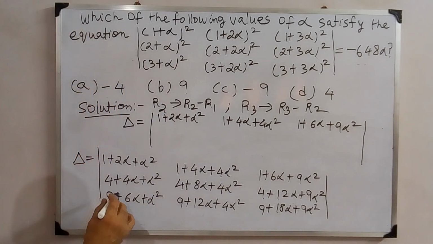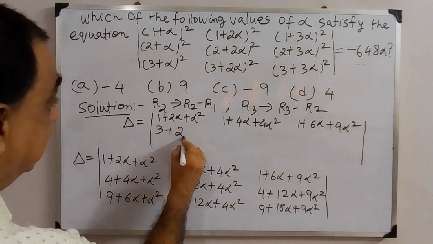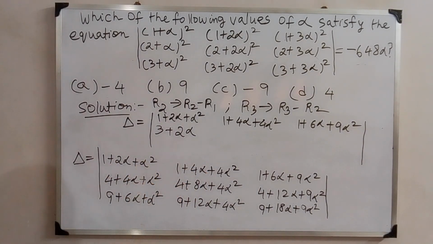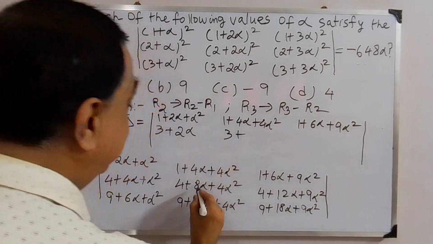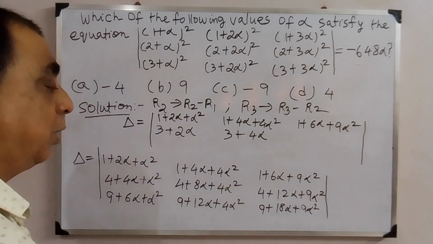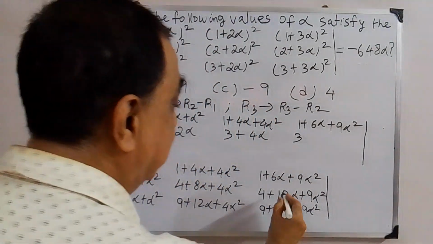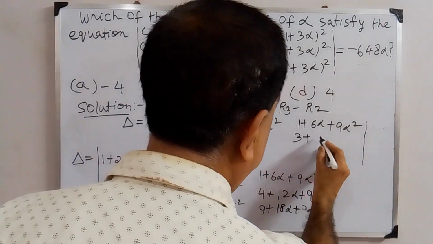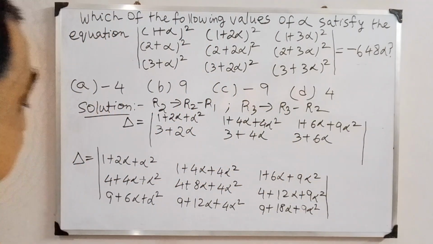Now subtract it. 4 minus 1 will become 3, and 4 alpha minus 2 alpha will be 2 alpha. Alpha squared cuts out. 4 minus 1 is 3, plus 8 alpha minus 4 alpha is 4 alpha. 4 alpha squared minus 4 alpha squared cuts out. 4 minus 1 is 3, 12 alpha minus 6 alpha will become 6 alpha. 9 alpha squared minus 9 alpha squared cuts out.